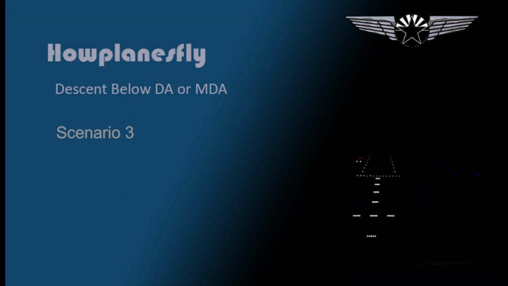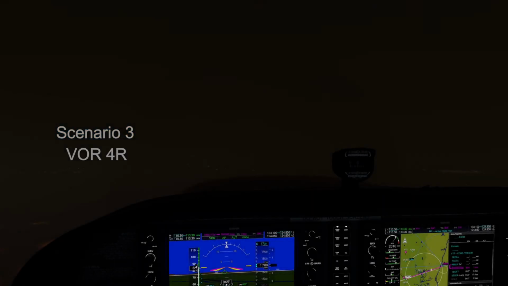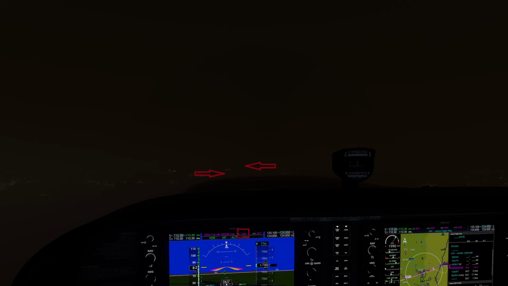On to our third scenario. Here we are cleared for and flying the VOR 4-right approach into Chandler Municipal Airport under instrument meteorological conditions. After crossing the final approach fix, we descend to the MDA and continue to track the final approach course inbound. As we approach 1.2 nautical miles from runway 4 right, we get the runway threshold in sight. Can we descend below the MDA?